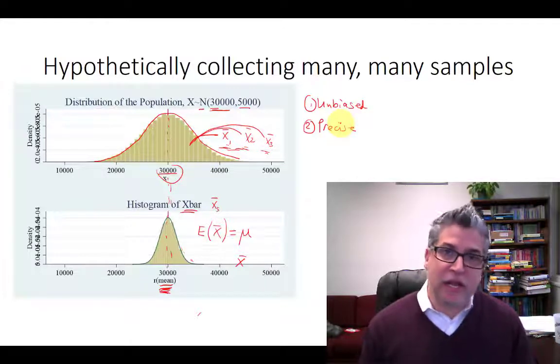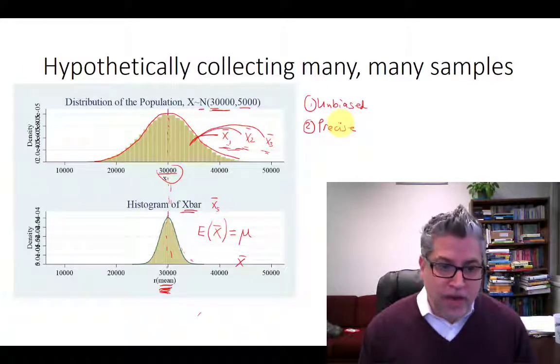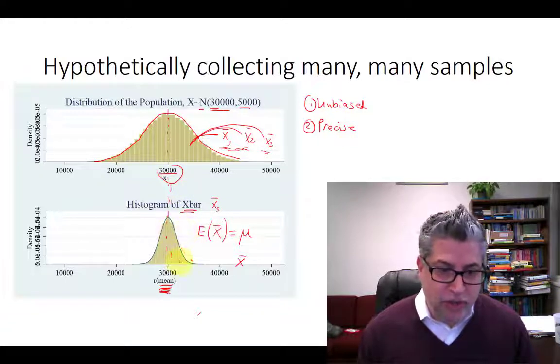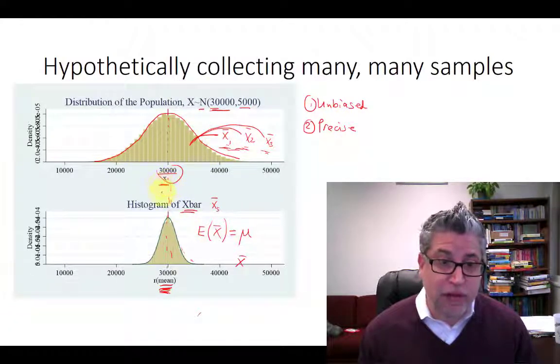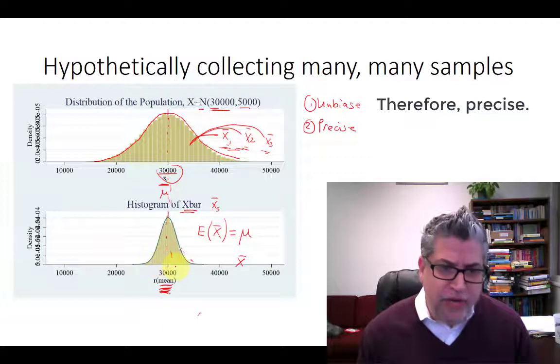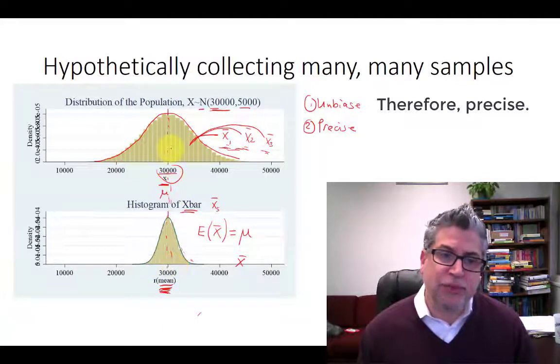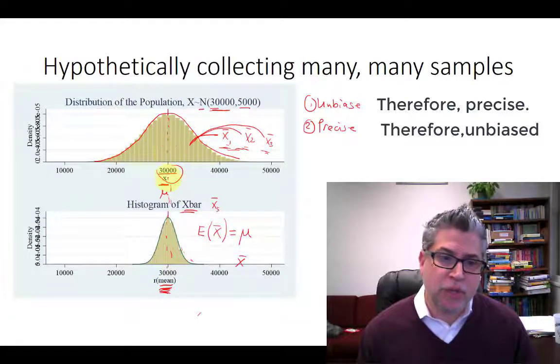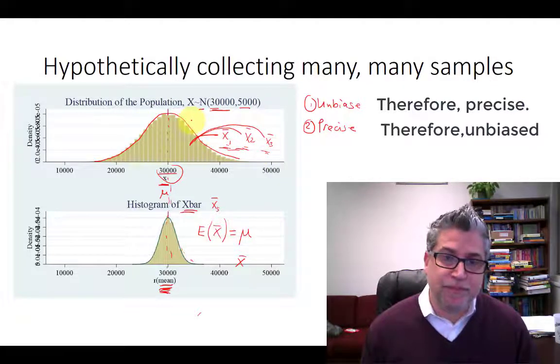Now we can see that here on this graph too. Not only is the distribution of X bars centered appropriately over the true population mean, but notice that the distribution here is much tighter than the distribution up here. In other words, the distribution of sample averages is narrower than the parent distribution that it came from.